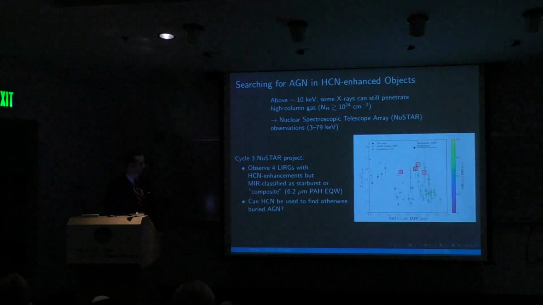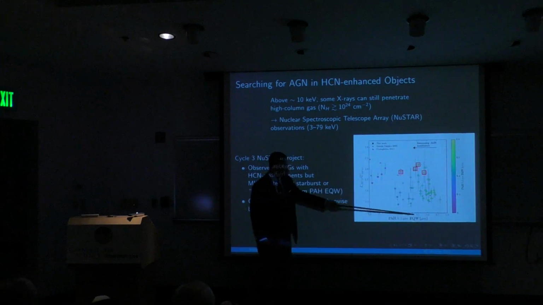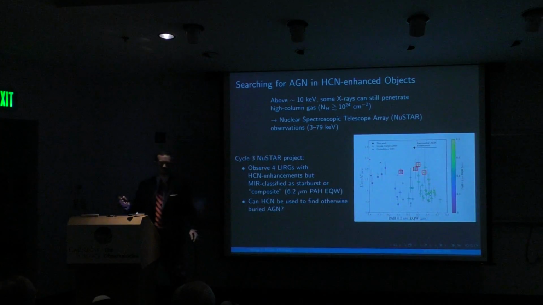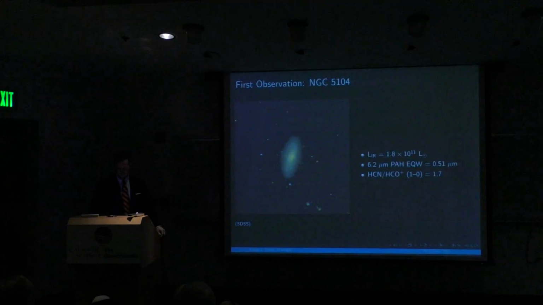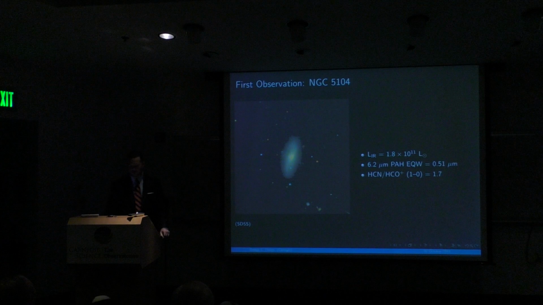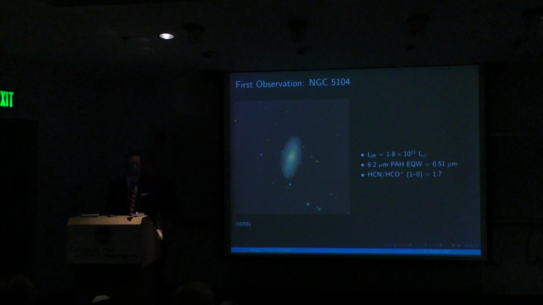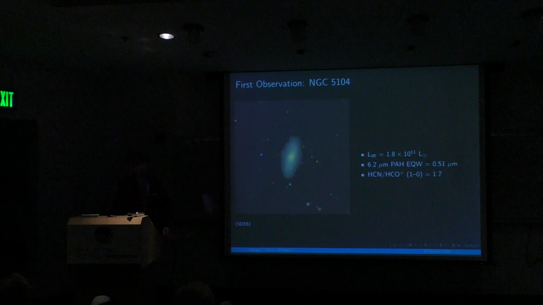You basically take these 4 objects that have HCN enhancements, but look like starbursts in the mid-infrared, and go observe them with NuSTAR and see if you find a heavily obscured AGN in those galaxies. This is the first observation that was delivered, a kind of nondescript luminous infrared galaxy, NGC 5104, 2 times 10 to the 11 solar luminosity, so forming 10, 20 solar masses a year of stars. Firmly a star-forming galaxy based on the mid-infrared diagnostic, at least the PAH equivalent width, but it does have this high HCN to HCO+ ratio.